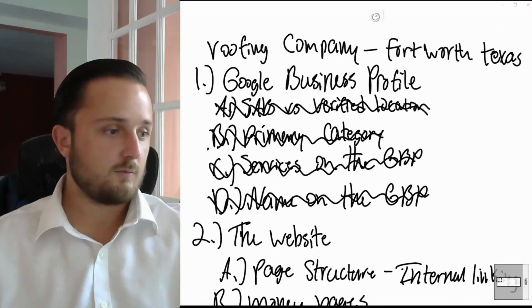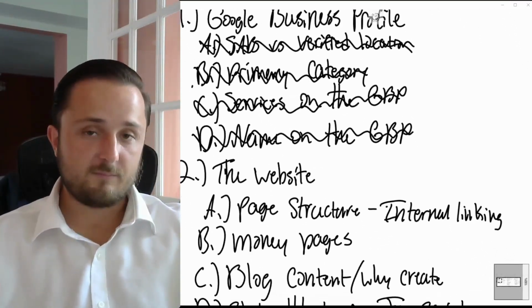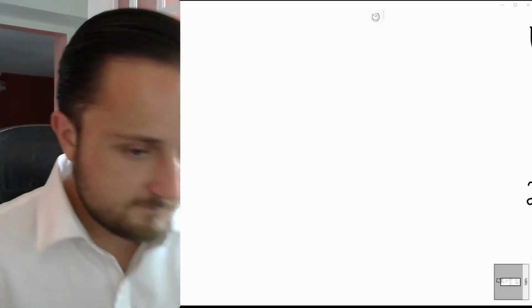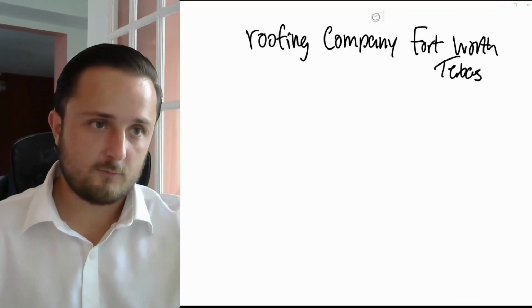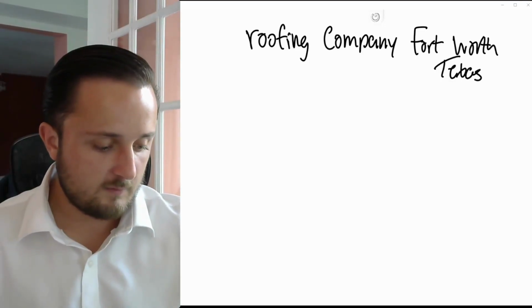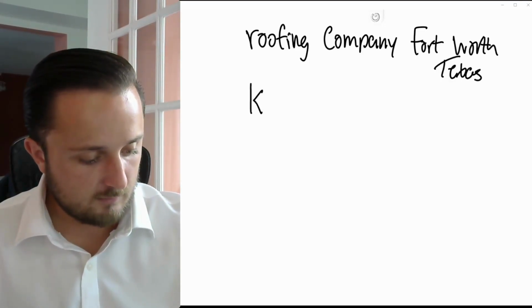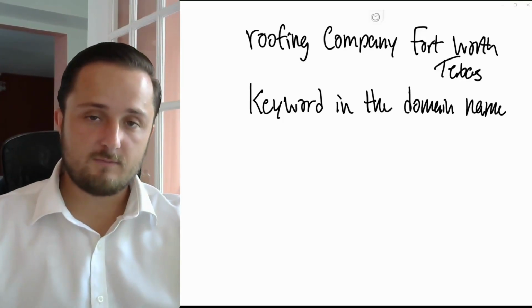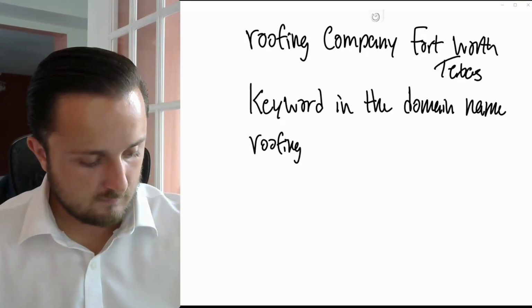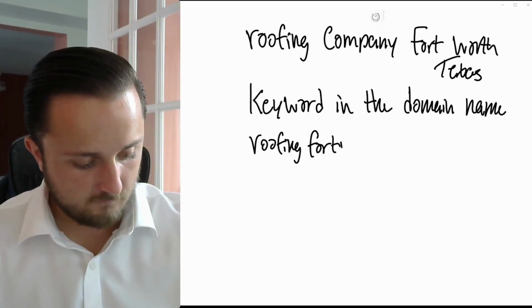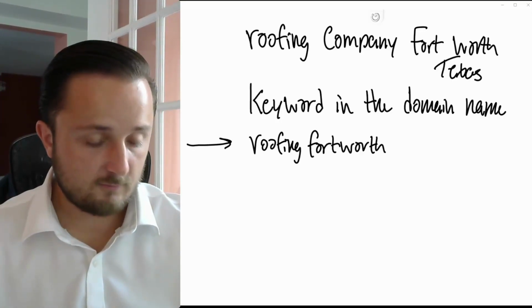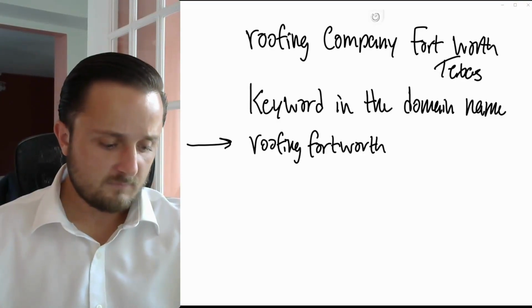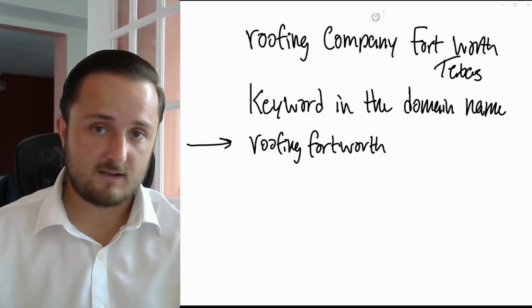All right, next we're going to talk about the website for a roofing company based out of Fort Worth. For this roofing company out of Fort Worth, Texas, we want to have a keyword in the domain name. You can also do an exact match domain, like roofingfortworth. The likelihood of getting this domain, though, is going to be really low. It's a pretty competitive environment, but we could try to get that exact match domain.